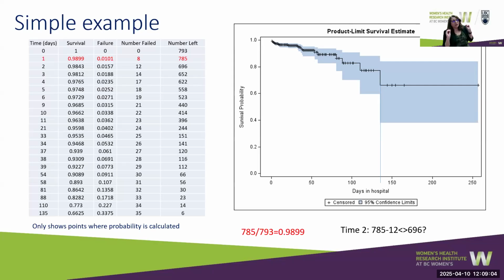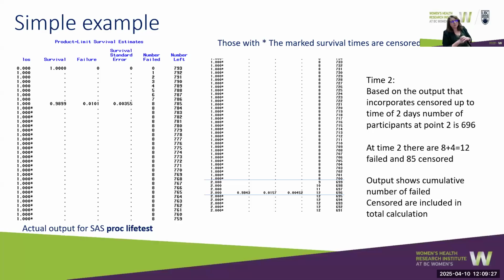So the total is affected by the number of failures and also the number censored, because we're not following those people anymore. But in the denominator of our equation, we will have the cumulative number of failed. Censored will not be included. This is why I'm showing the next slide. It's the same output, combined only for the points where a failure happened.